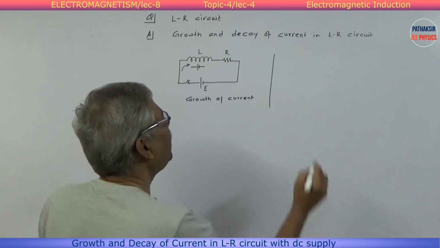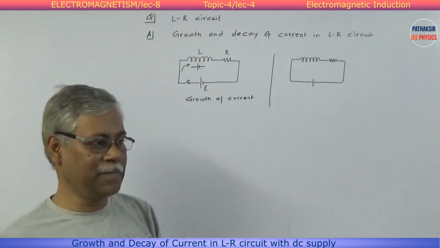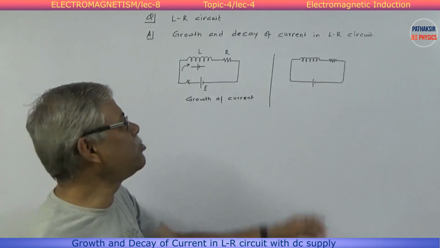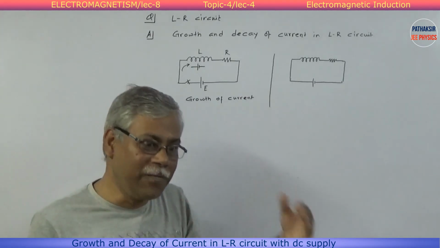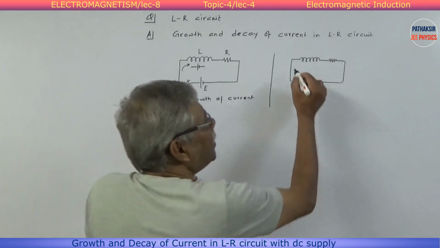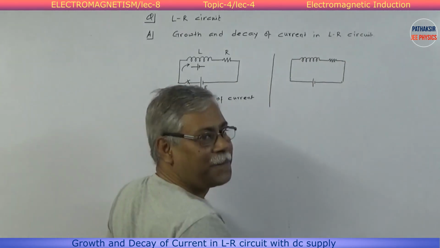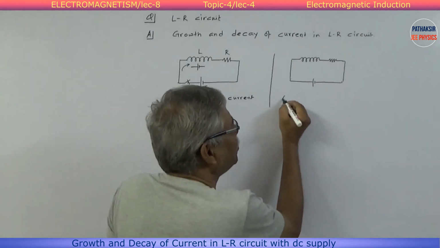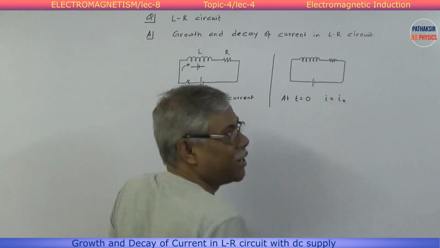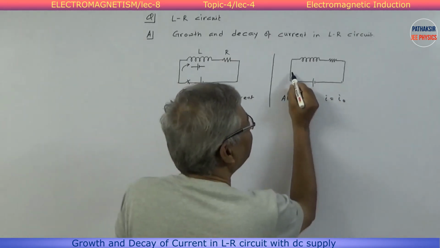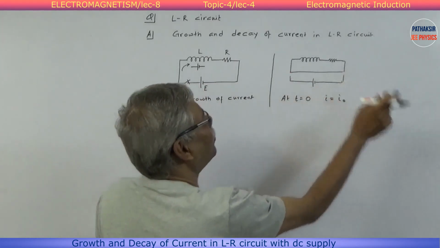Now, decay of current. You have kept the switch closed for a long time. Since you have kept the switch closed for a long time, current has attained its peak value. It has attained its saturated value so it is flowing through the circuit. Remember at t equal to 0, I equals I naught, then you connect these 2 points and remove the battery from the circuit.